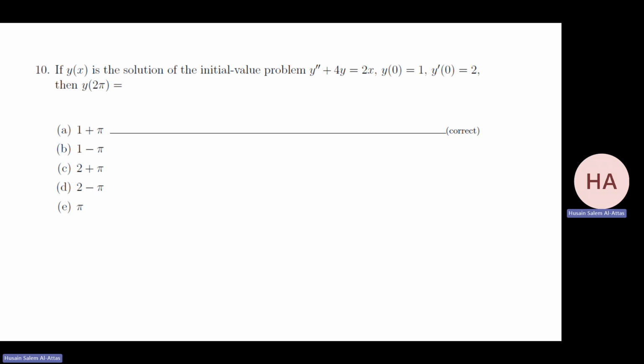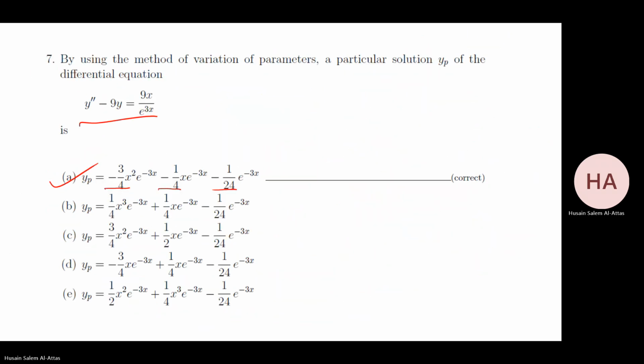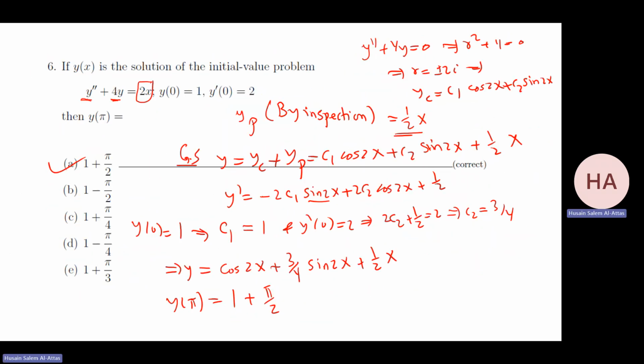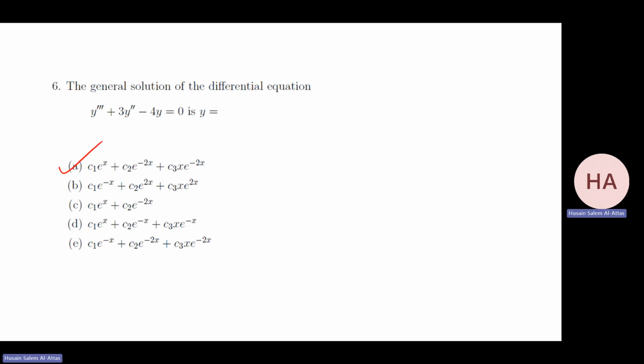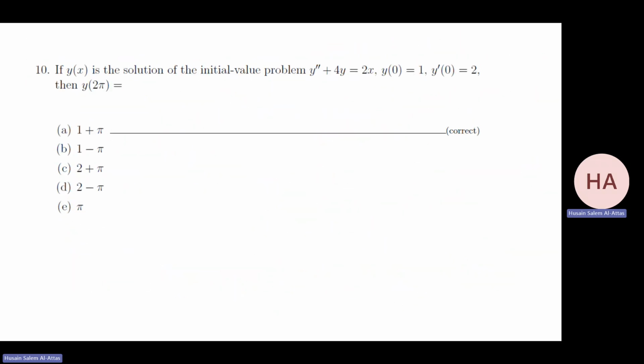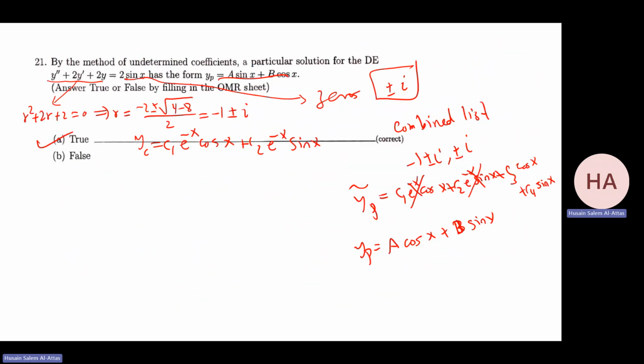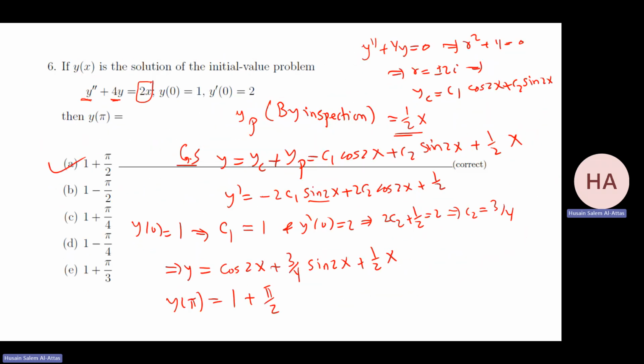Solution of this, so I have what? I think we did this before. Yeah, it's exactly the same, and it's actually the same initial conditions: y at 0 equals 1, y prime at 0 equals 2. Okay, so this is my answer.